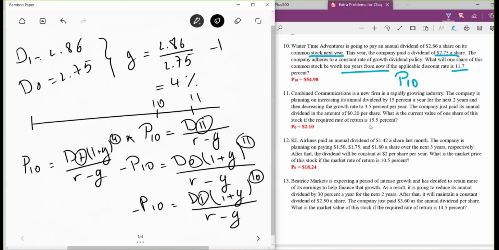So let's say I use D0. In this case, P10 equals 2.75 times 1.04 to the power 11 divided by R, which in this problem is 11.7%. So 0.117 minus 0.04, and the answer is 54.98.